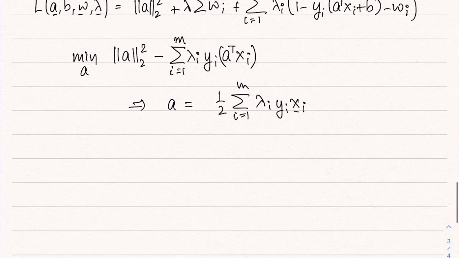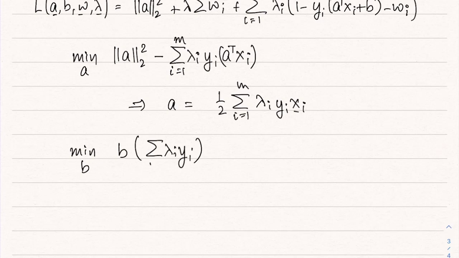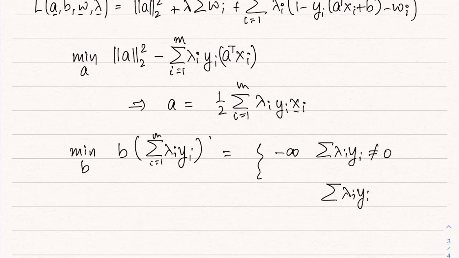Next, let us look at the problem with respect to b. With respect to b, we have b times summation of lambda_i y_i, i equal to 1 to m, which we already know. It's very simple. It is minus infinity if summation of lambda_i y_i is not equal to 0, and if summation of lambda_i y_i is equal to 0, then this is 0.